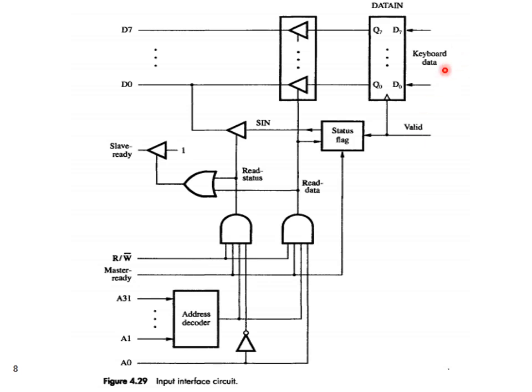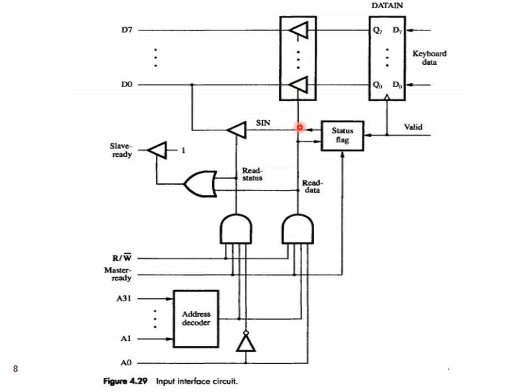Here you can see the data that is coming from the keyboard will come in the form of parallel data D0 to D7 to the data in register of the input interface, and the data in register's values can be taken out through Q0 to Q7 to the processor bus lines through some three-state drivers. Now what is a three-state driver? It is a specific driver which will allow the input to be placed onto the output only if this driver is activated by a third signal.